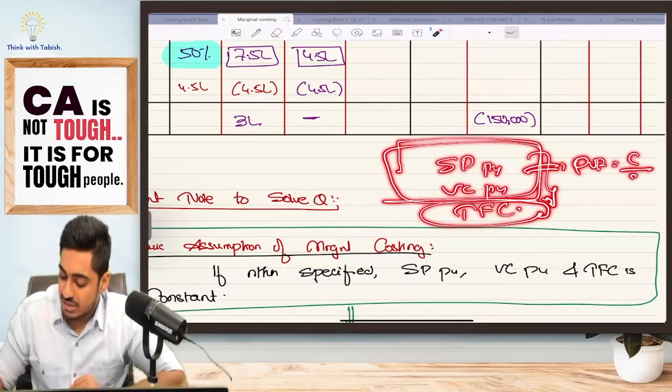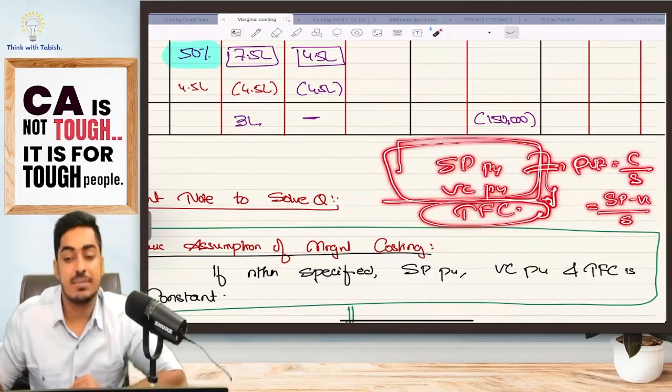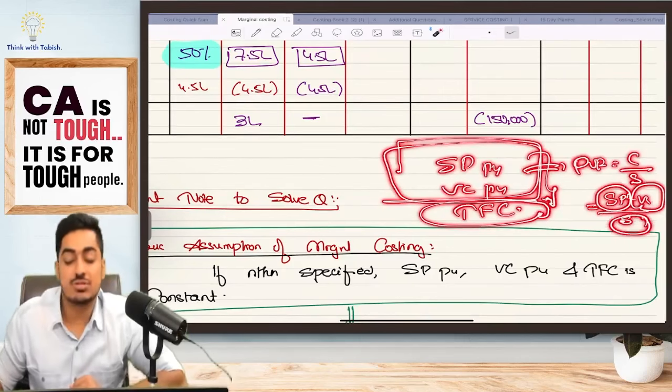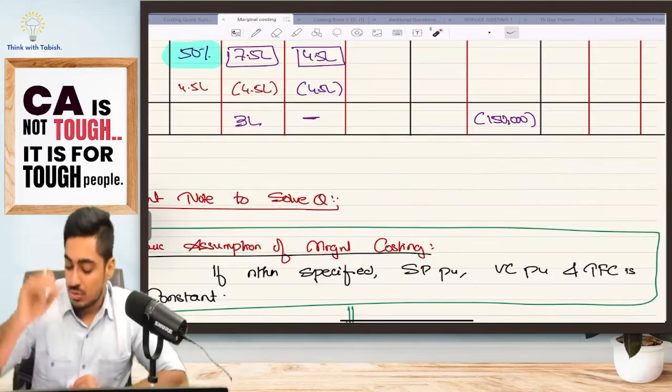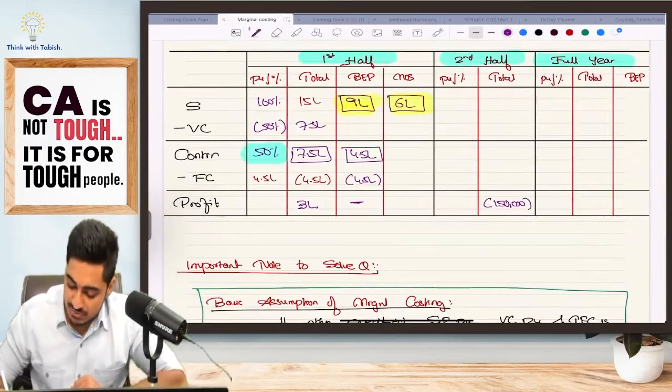So tell me, how do I get my PV ratio? It is contribution divided by sale. Contribution is nothing but selling price minus variable cost, divided by sale. My selling price did not change. Variable cost also did not change. That means will my PV ratio change? No, sir. PV ratio will also not change. That means it will also be the same as the first half. Yes or no? Everyone give me a confirmation. This is the most important part.